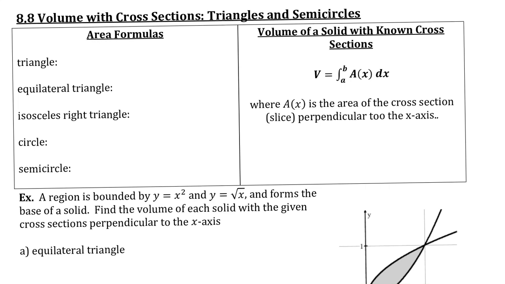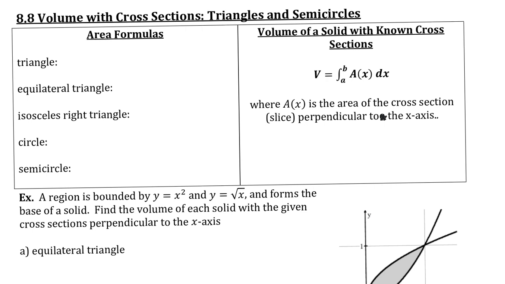Okay, 8.8, we're doing volumes with cross sections, but now we're going to do triangles and semicircles. In 8.7, we only did rectangles and squares. But to find the volume with the known cross section, we're still doing the volume of A to B of A of X, where A is the area of the cross section or the slice perpendicular. We're going to say the x-axis, but it could be either way.